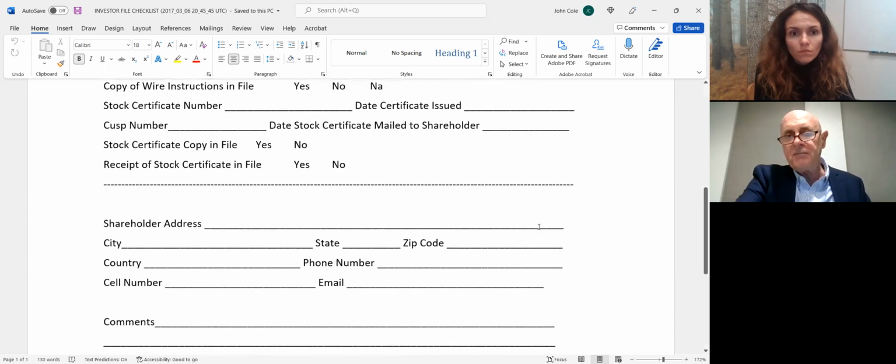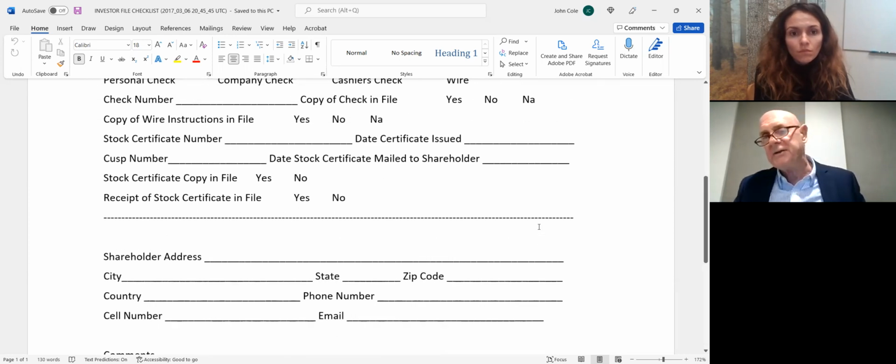Date stock certificate mailed to shareholder. That's important so you can track it. And then how you mailed it. Did you mail it FedEx? Typically you do. You typically mail stock certificates with some sort of insurance or bonding, so you know it gets there and you have a return receipt.